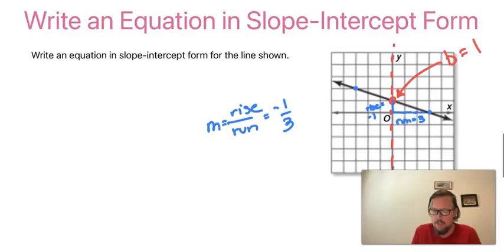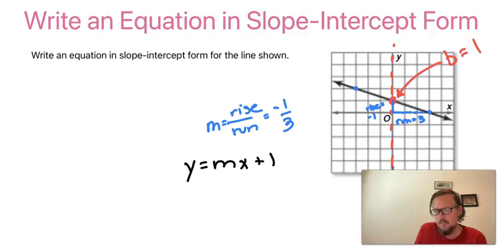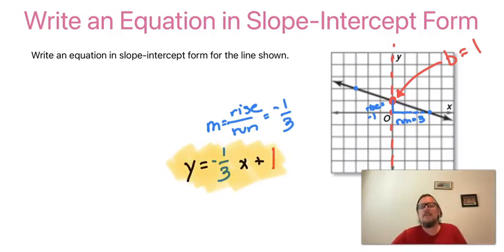So when we write our equation in slope-intercept form, we do y equals mx plus b. We're going to replace the m with -1/3. So let's erase the m there and put our -1/3. And our b is going to be replaced with 1. And that is our equation in slope-intercept form. y equals -1/3 x plus 1.